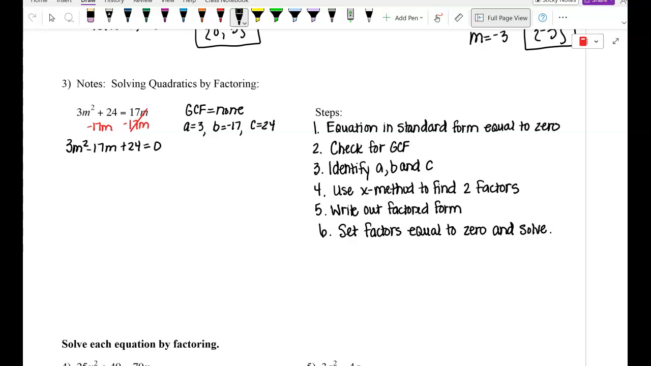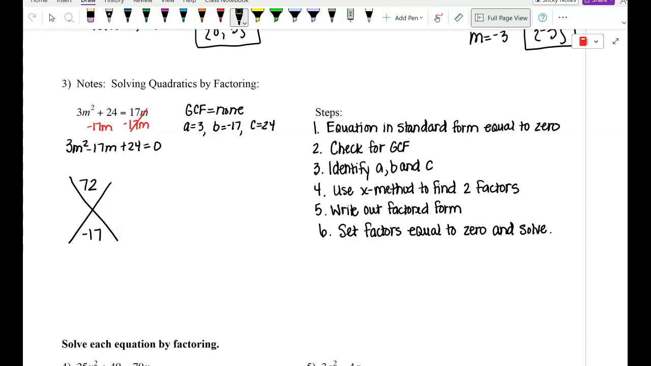So you can already tell the numbers are getting a little bit bigger today. So we set up our X. What is 3 times 24? 72, and I needed to add up to negative 17. So I need two numbers to multiply together to make 72 and add up to negative 17. And again, if I have a positive product and a negative sum, that means that both factors have to be negative.